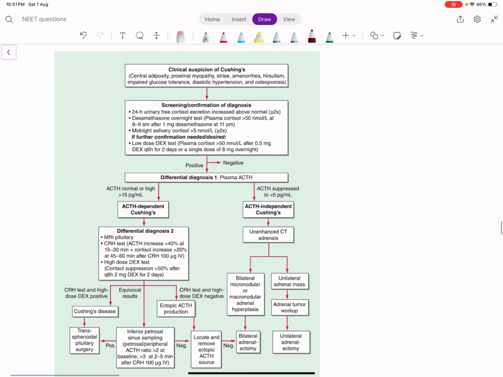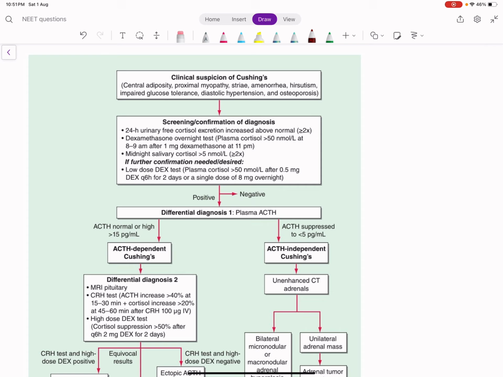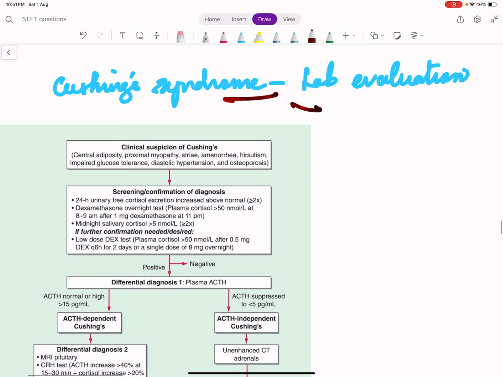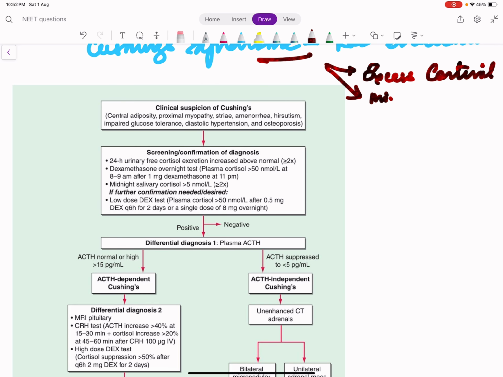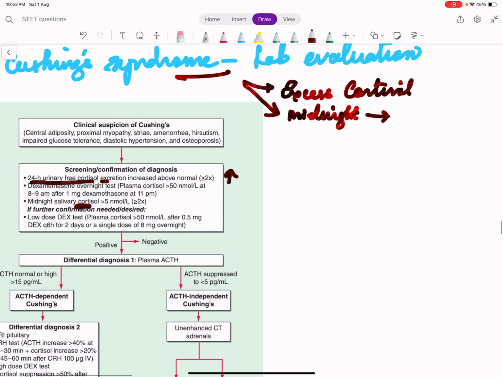Again, a small discussion about the lab tests which are done. What is Cushing's? Excess cortisol. So when do you say excess cortisol? Cortisol is high at times when it has to be low. So how will you screen it? By doing a midnight cortisol. So either a 24 hour urinary free cortisol is high, or midnight salivary cortisol, because cortisol is normally low at midnight. So if cortisol is high at midnight, it means cortisol is definitely high.